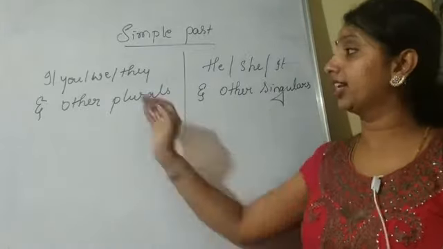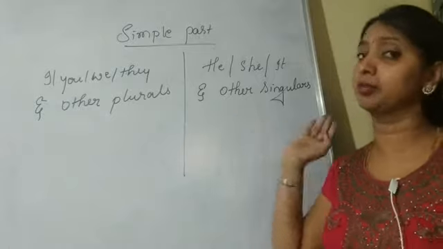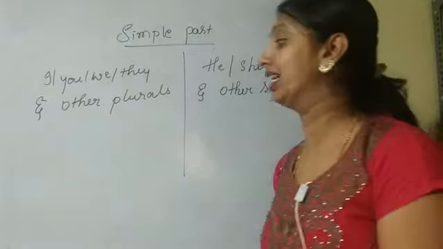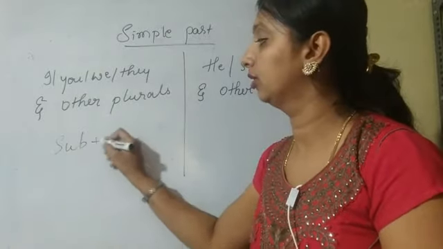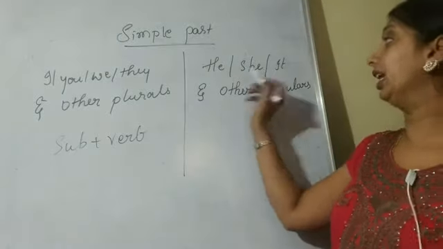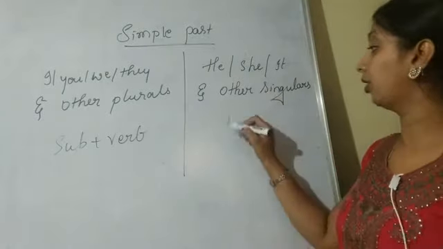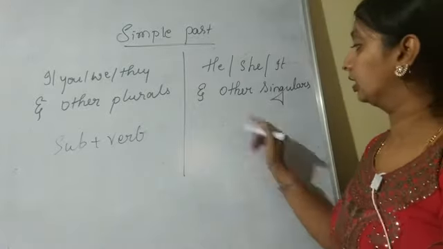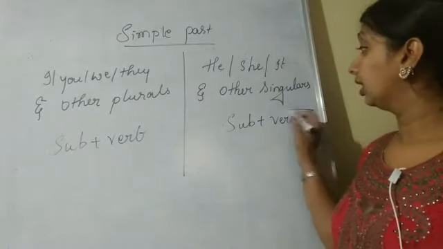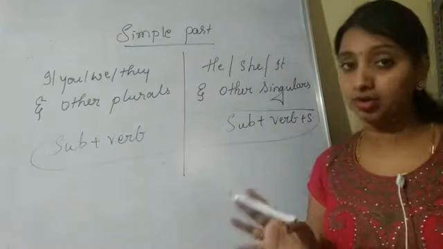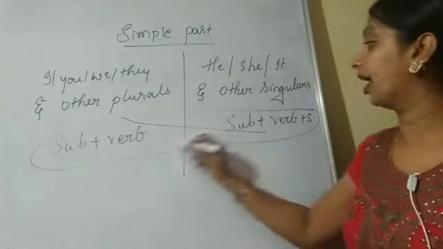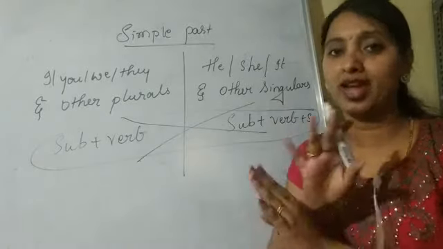Do you remember I had given the similar kind of columns in simple present tense? I, you, we, they and other plurals. When these are there, I have to use subject plus verb in the simple present tense, and when he, she, it or any other singular is there, we have to use subject plus verb plus s. This is for present tense I am speaking about, but when we use it in the simple past tense, we don't have this difference.